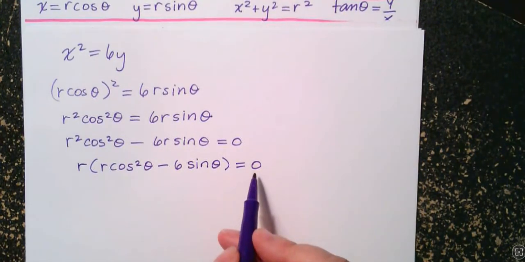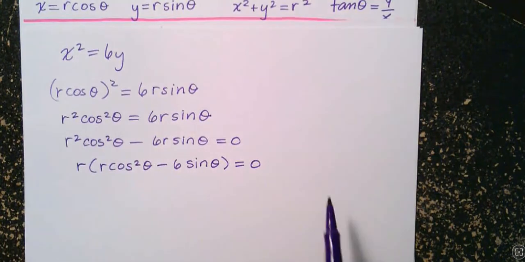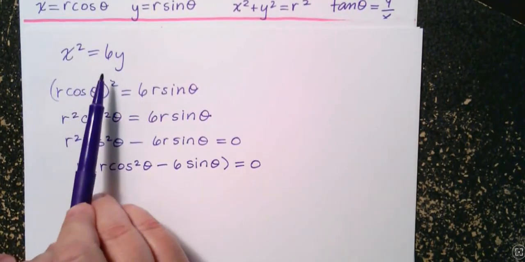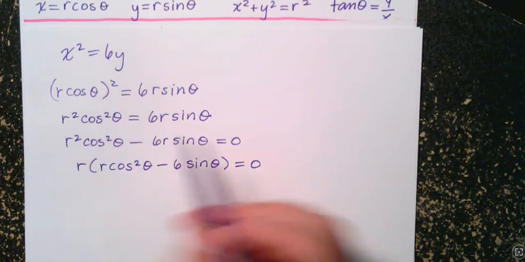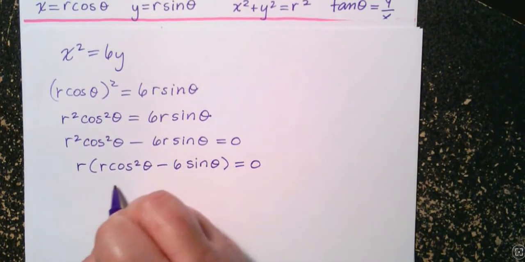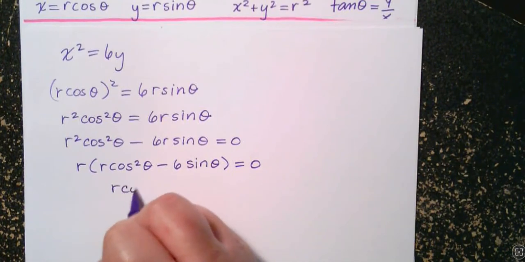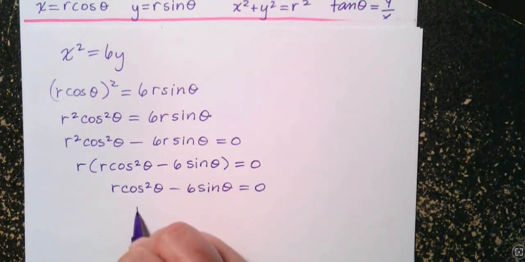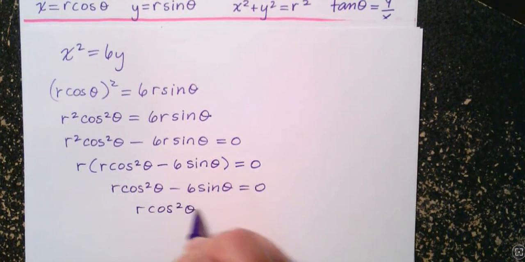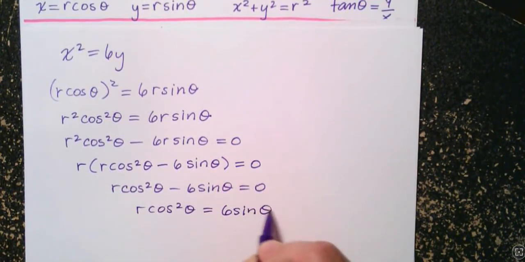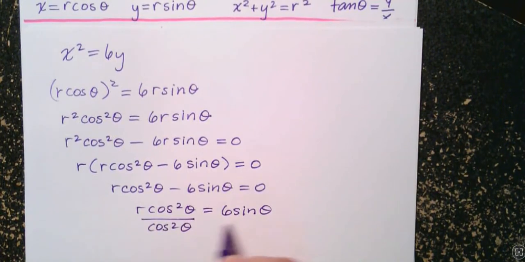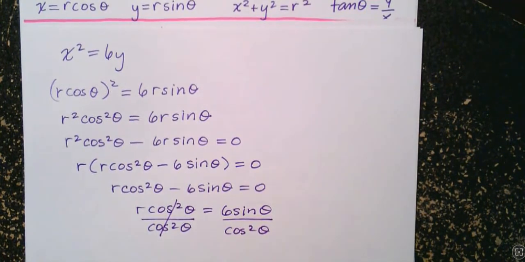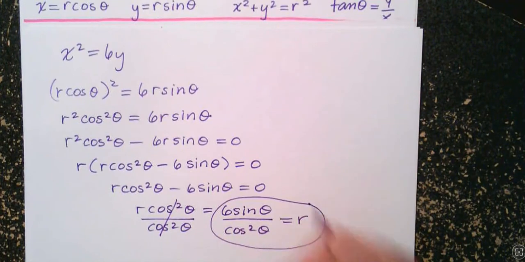So we don't have that. We know we don't have that because if you think about what this is, it's kind of like a sideways parabola. So r equals 0 is not an issue. So let's look at r cosine squared theta minus 6 sine theta equals 0. I can move the 6 sine theta back over. I can divide both sides by cosine squared theta. Remember, the goal here is to get r alone. And I have it. It is alone. So that's my answer. Messy, but true. Okay, let's get to one that's a little bit nicer.